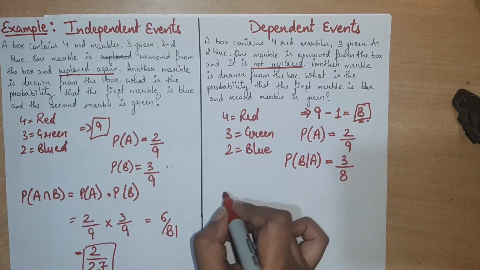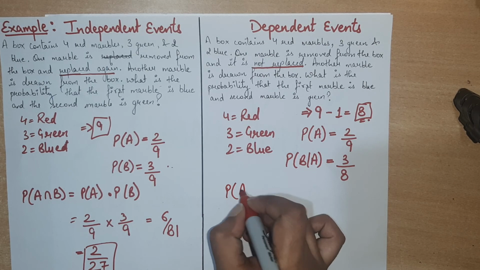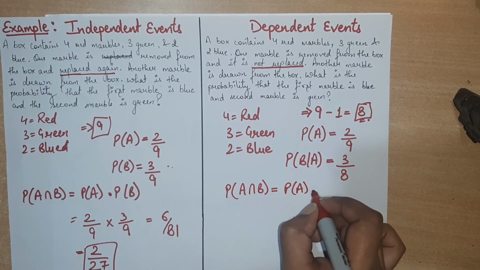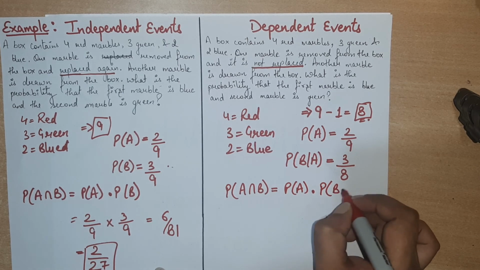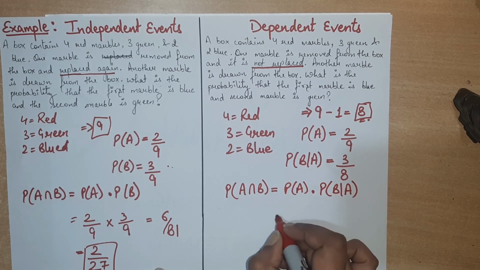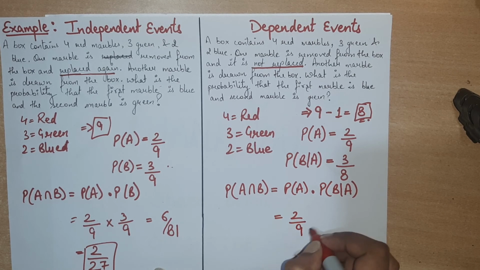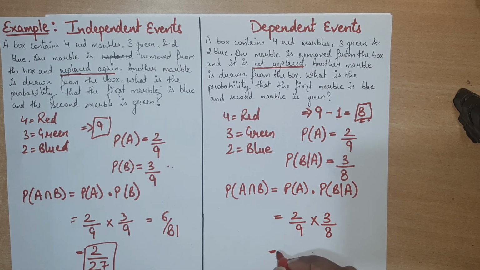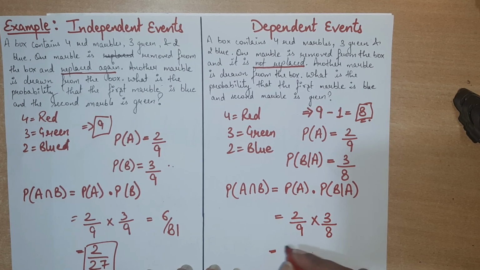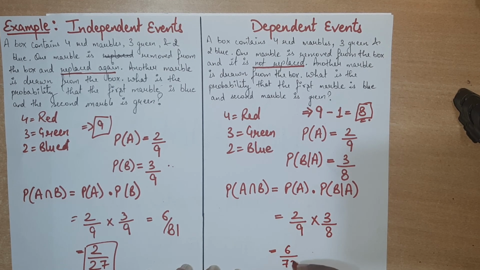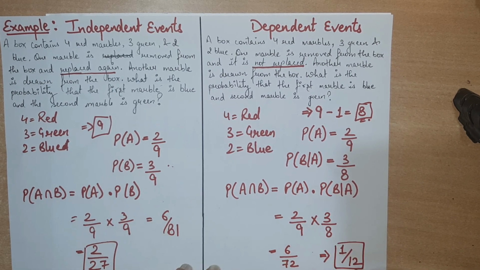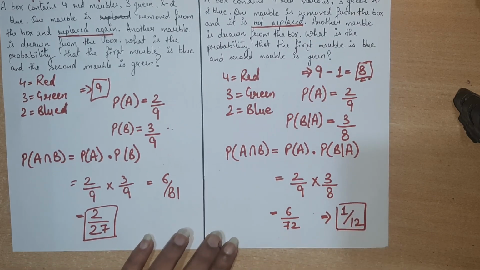So we will use the formula here: probability of A and B is equal to probability of A multiplied by probability of B given A. So it is 2 by 9 multiplied by 3 by 8. So we have the answer to be 6 by 72, and the final answer is 1 by 12. So the answer for this is 1 by 12.